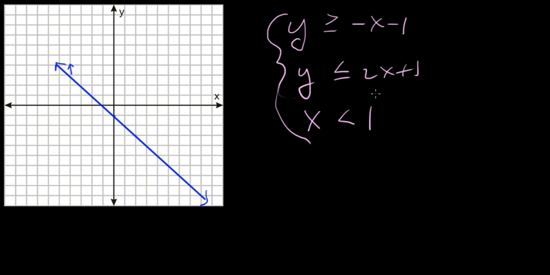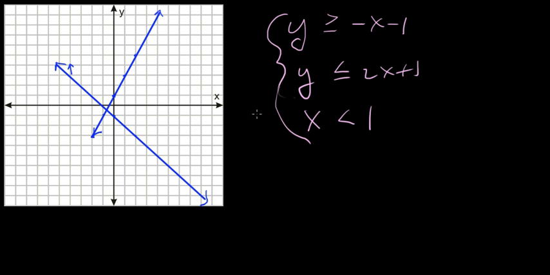Y is less than or equal to 2x plus 1. So there's my plus 1, my y-intercept. And 2x means I go up 2 to the right 1. Up 2 to the right 1, etc. And down 2 and to the left 1. And so there's that graph, and that's another solid line. I wiggle it a little bit at the end there. I'm going to have to get better at this.